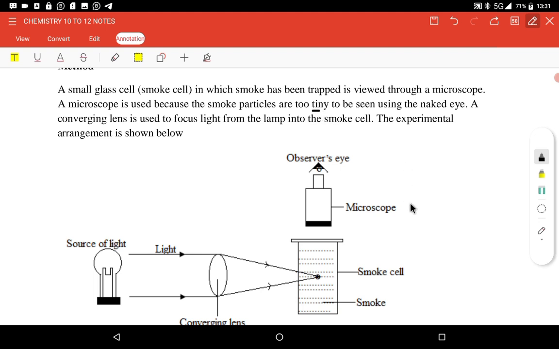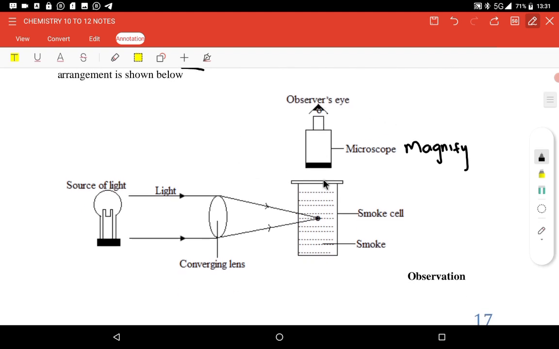A microscope is used because the smoke particles are too tiny to be seen. A microscope is something that will always magnify things. So the microscope was to magnify the particles, because they are too tiny. You can't see them with your naked eye. A converging lens was just to focus light so that light can go in one direction, into the smoke cell. So this is what Robert Brown was observing.